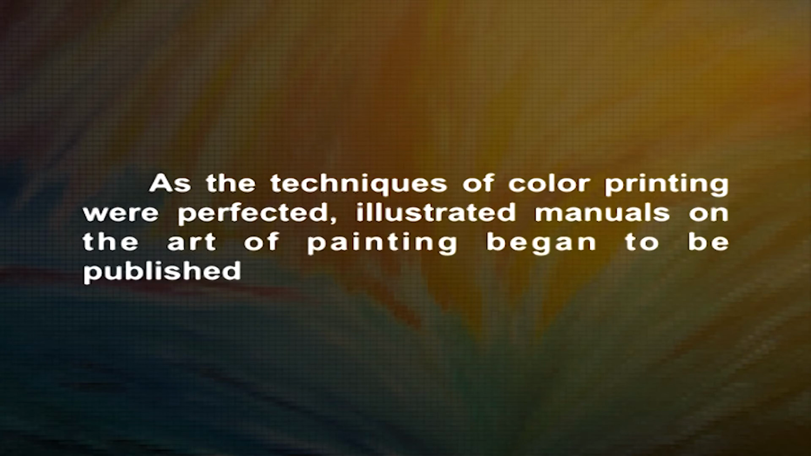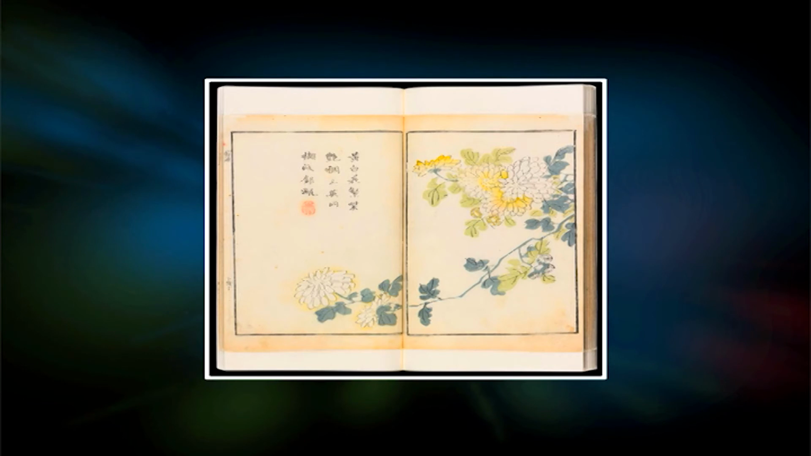As the techniques of color printing were perfected, illustrated manuals on the art of painting began to be published. Jieziyuan Huazhuan, the Manual of the Mustard Seed Garden, a 5-volume work first published in 1679, has been in use as a technical textbook for artists and students ever since.